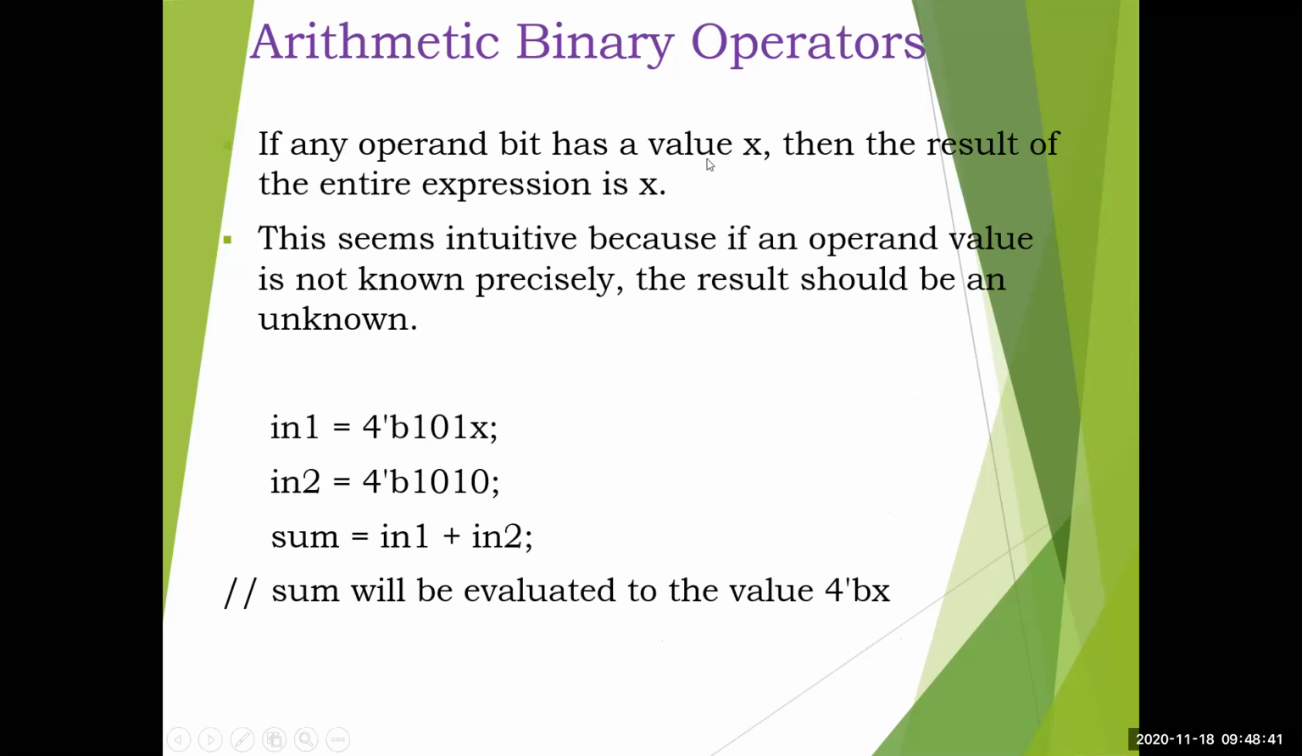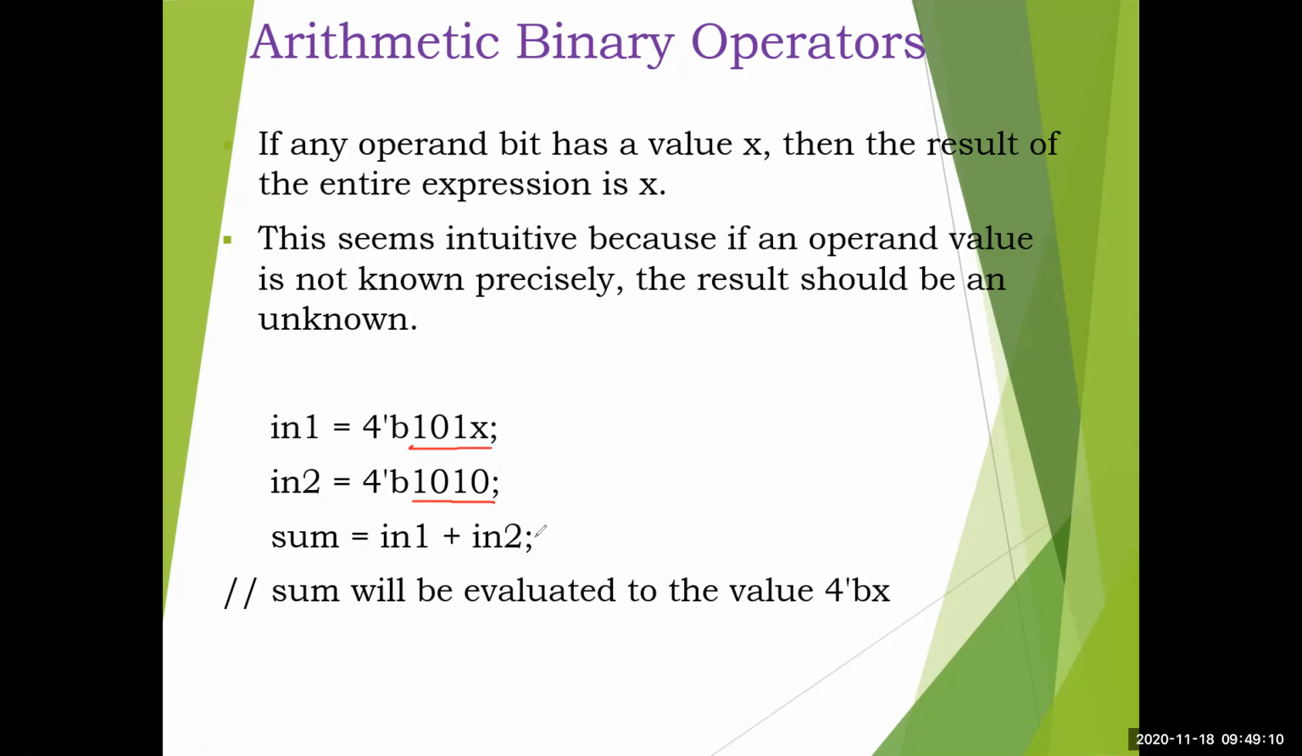If any operand bit has a value x, then the result of the entire expression is x. This seems intuitive, because if an operand value is not known precisely, the result should be unknown. Any one of the values being unknown means we could not predict the result, right? It is a 0 or 1. So for example, we have here 101x, and in the other input we have 1010. Here the first bit is unknown.